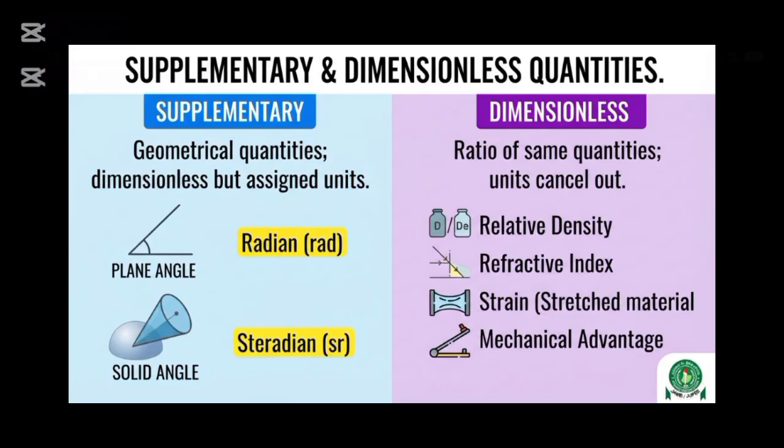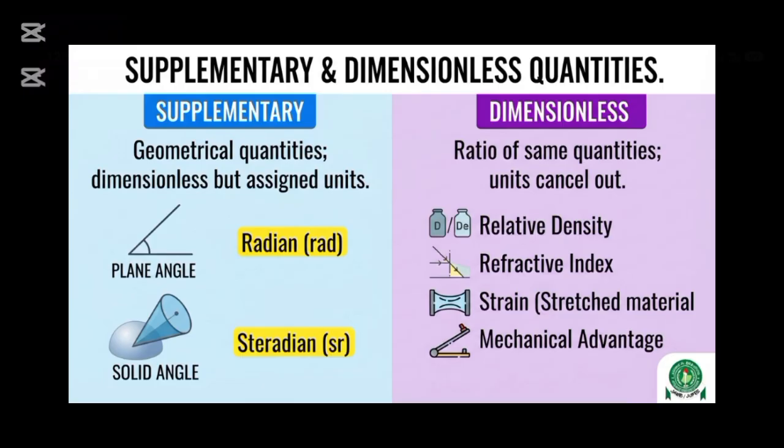These quantities are technically dimensionless because their units cancel out, but we still assign them an SI unit for convenience. There are only 2 of them that you need to know for your exams, which are the plane angle and the solid angle. The plane angle is measured in radians and the solid angle is measured in steradians. While the plane angle is only 2-dimensional, the solid angle is for 3-dimensional angles.